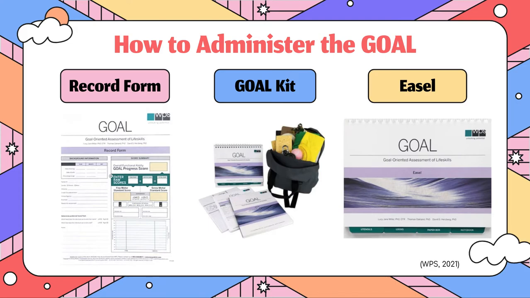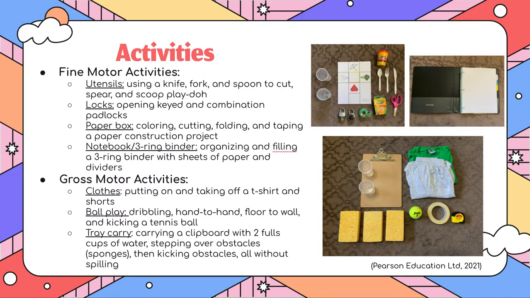During administration, the child performs 7 activities that represent a range of functional tasks. The fine motor activities include using utensils such as a knife, fork, and spoon to cut, spear, and scoop Play-Doh, opening both keyed and combination padlocks, making a paper construction project, which includes skills of coloring, cutting, folding, and taping, matching paper color with the same color divider tab, and placing all in a binder.